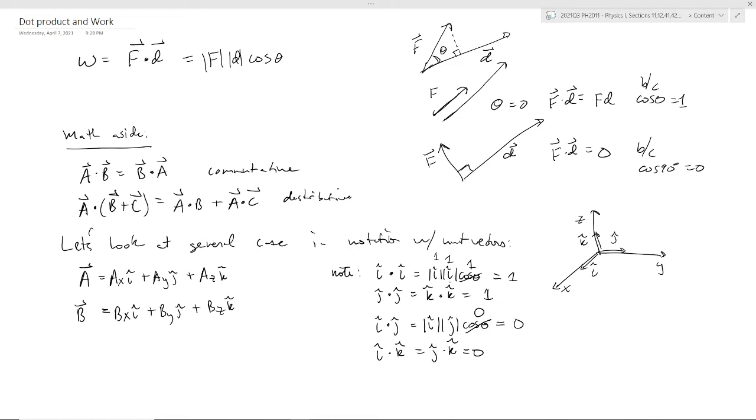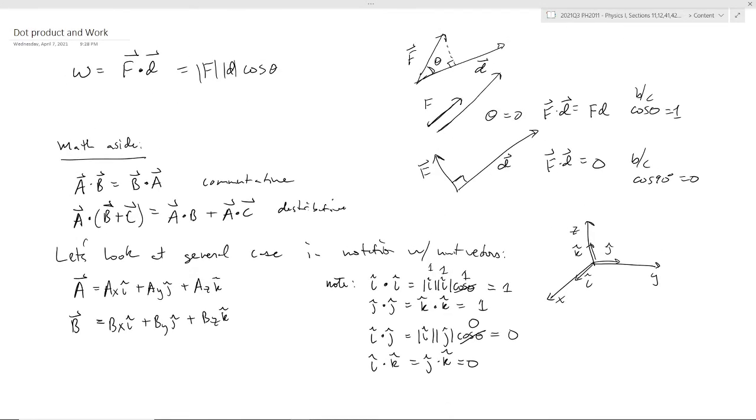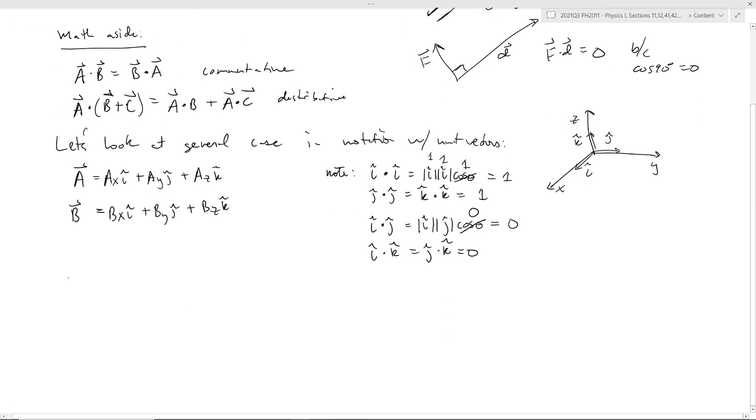So if we look at A dot B, what is that going to look like? Well, let's just write it out. We have AX, AY, times B components.